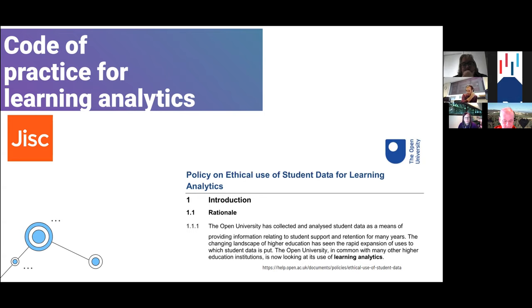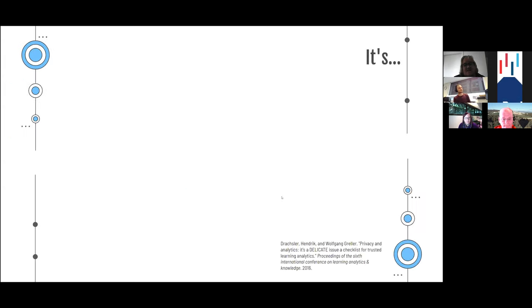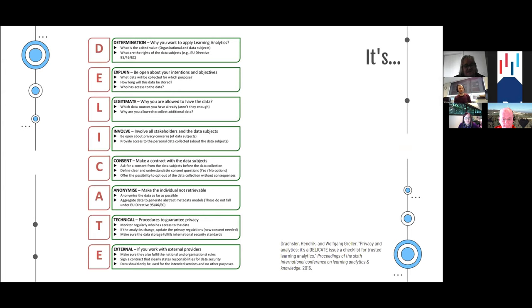In addition to the principles discussed in the Open University policy, JISC, again, another institution out of the UK, released a code of practice for learning analytics, where they further introduced the importance of data validity as being essential for developing robust and reliable learning analytics models. And that was one of the important steps in the discussion of policy and privacy. The notion that they actually understood the importance of data validity for developing robust learning analytics models.